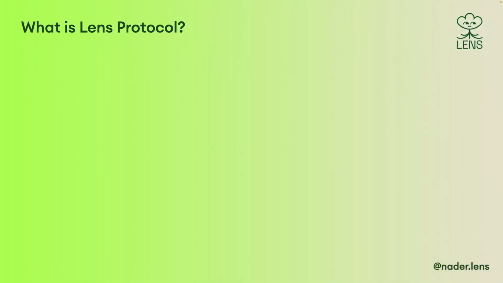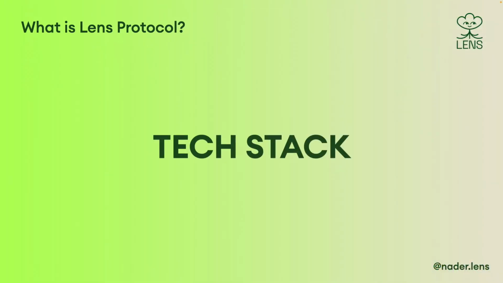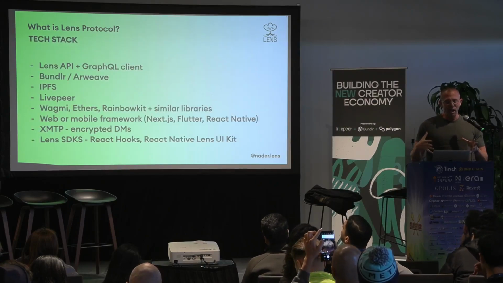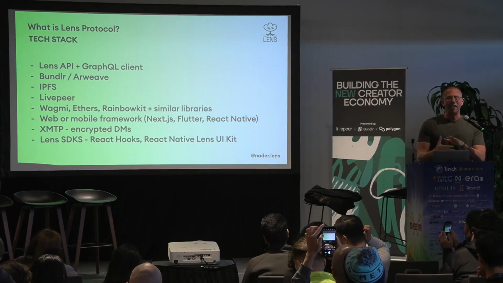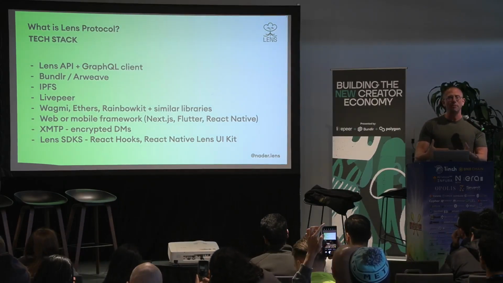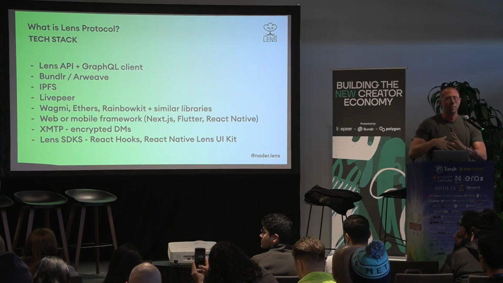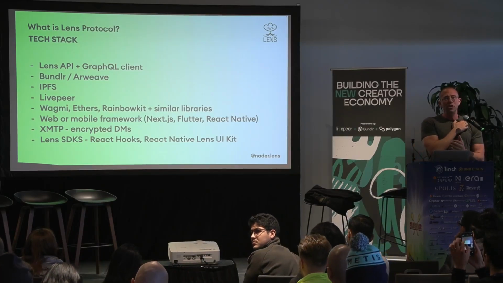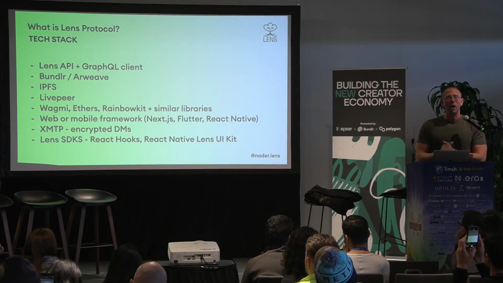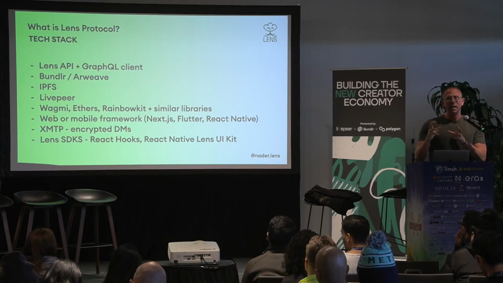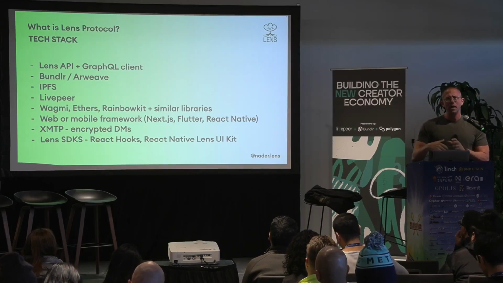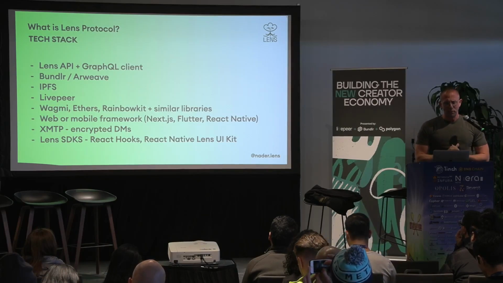So what does the tech stack look like for most of these applications? This is the overall tech stack that you could build almost anything with. We have the Lens API, and then you would need some type of GraphQL client. Most of the time people are using urql or Apollo. You could also consider using our React Hooks SDK, which abstracts that GraphQL layer away. It's still in developer preview, but people are starting to use it in production. It will probably go into V1 in the next couple of weeks.